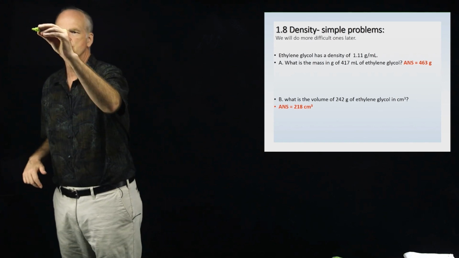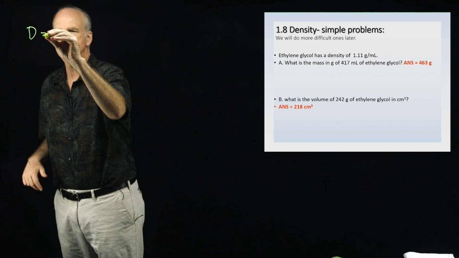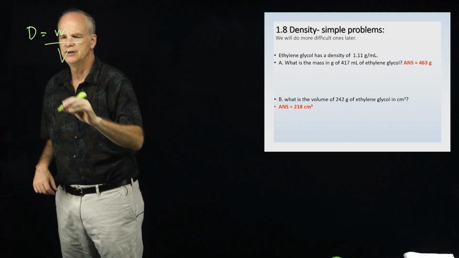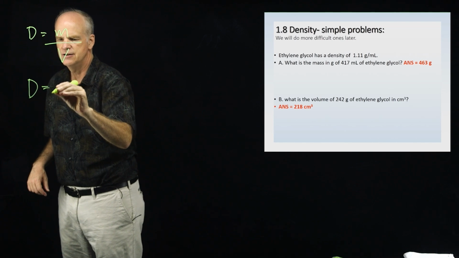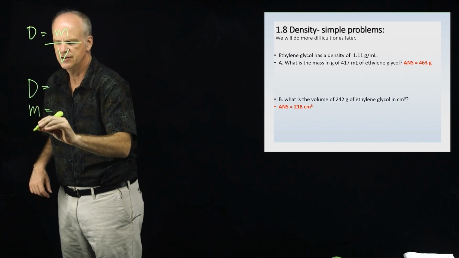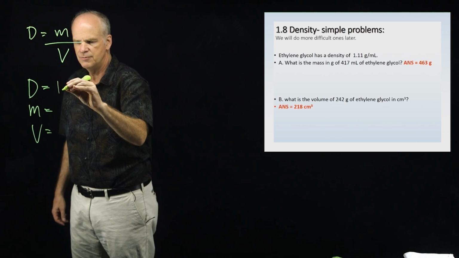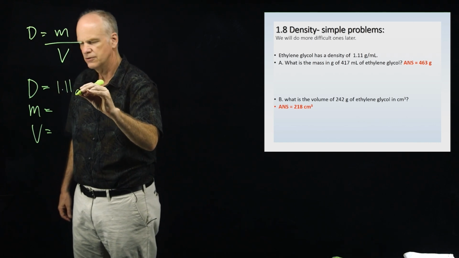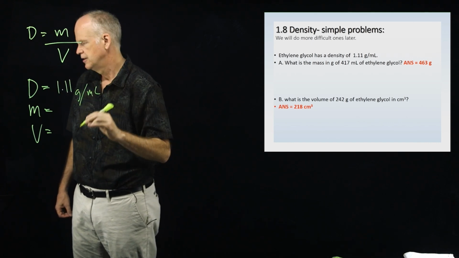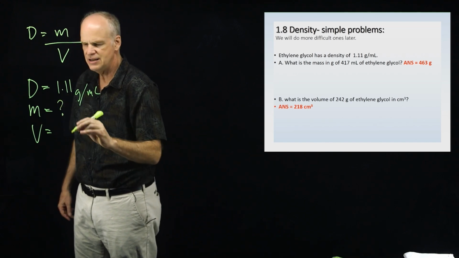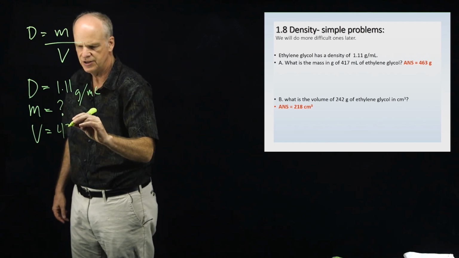So let's go ahead and write out the formula, which is D is equal to mass over volume, D being density, and then we have mass, and then we have volume. So density, D, is 1.11 grams per mL. M is what you're trying to find out. V is 417 mL.